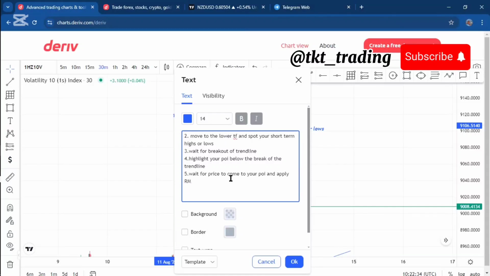Don't improvise. Don't improvise at all. Just wait for this. If you see that the market is actually having these short-term highs and lows, the market is trending. Hold on.